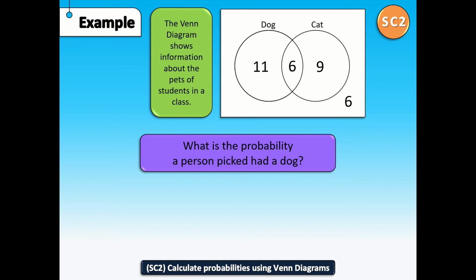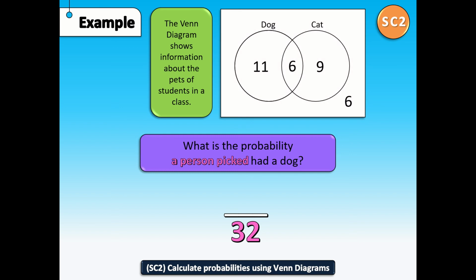So what is the probability a person picked has a dog? So this is out of everyone, as it just says a person picked. So this is out of everyone in the Venn diagram. So that's 11 plus 6 plus 9 plus 6. So it's out of 32 people. That's how many people are in the Venn diagram.